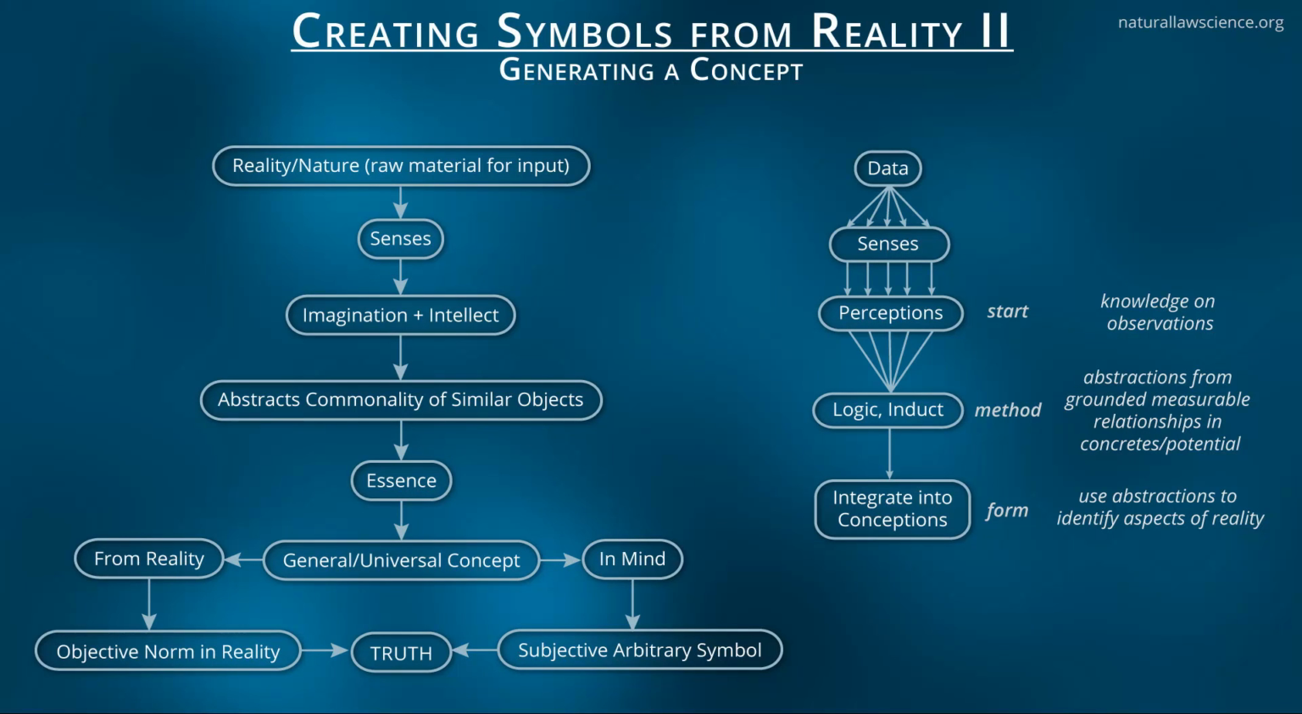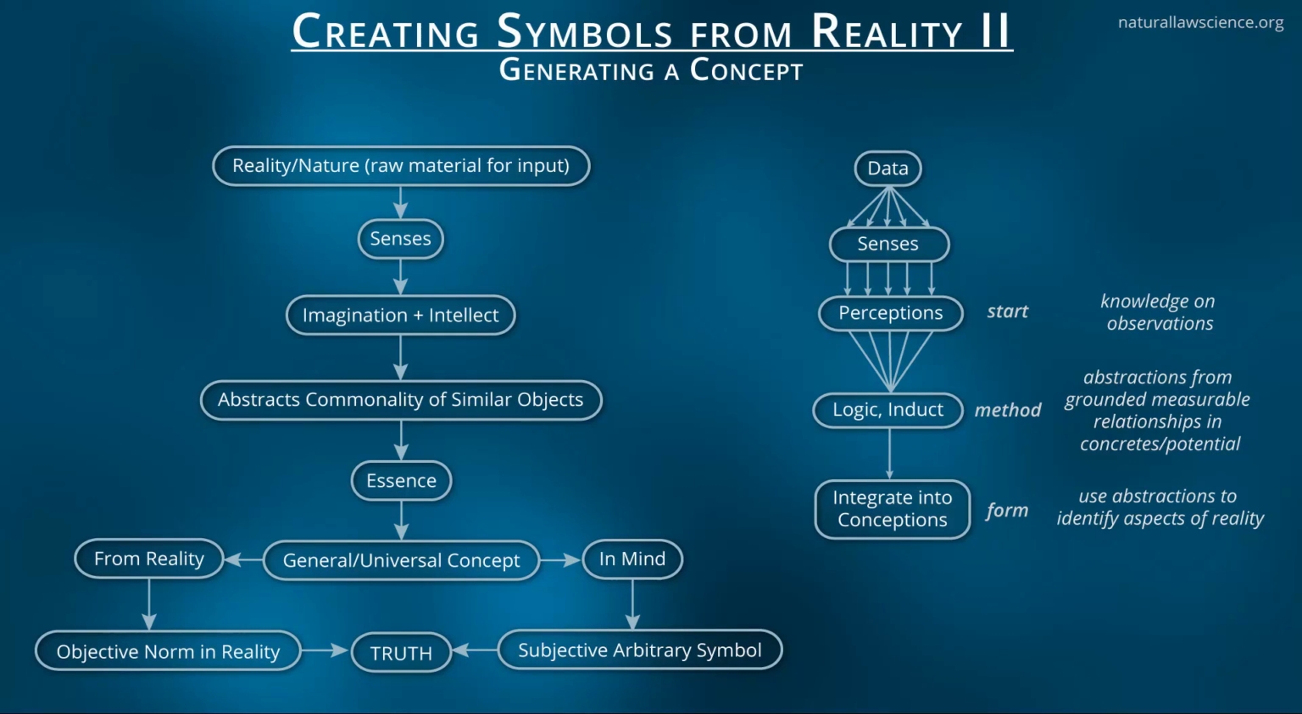From our external senses, from the imagination and intellect, we're able to abstract the commonality of similar objects that exists in reality, which is our raw material for input. These abstractions of commonality will lead us to the essence of things. The essence is the form, as we saw in the previous infographic. So from the essence, we get the general universal concept, which contains the form.